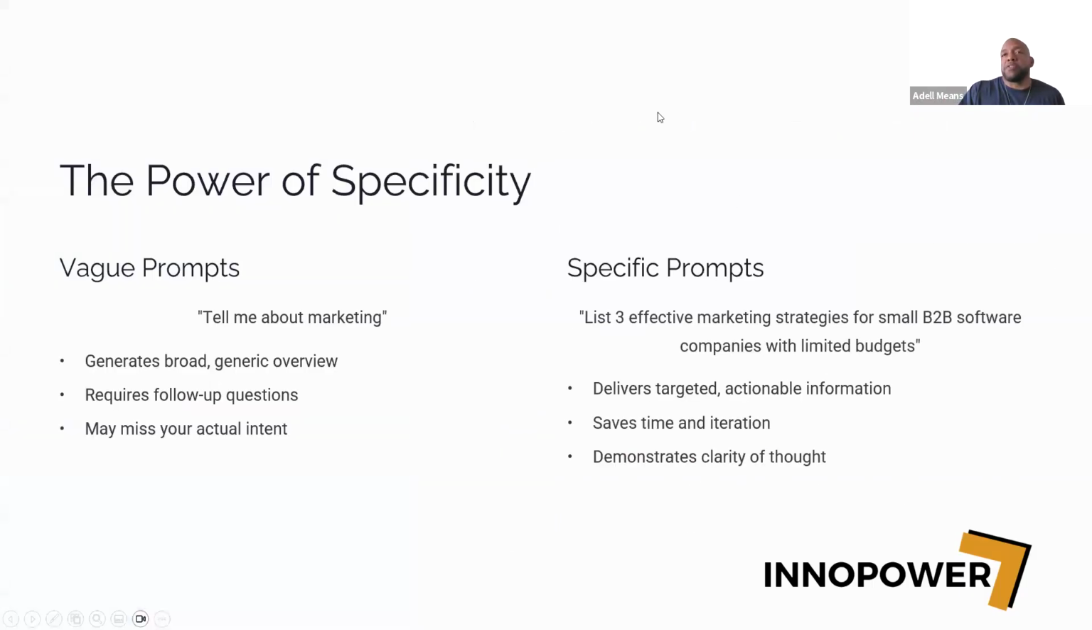So the power of specificity. Vague prompt: tell me about marketing. Specific prompt: list 3 effective marketing strategies for B2B software companies with limited budgets.